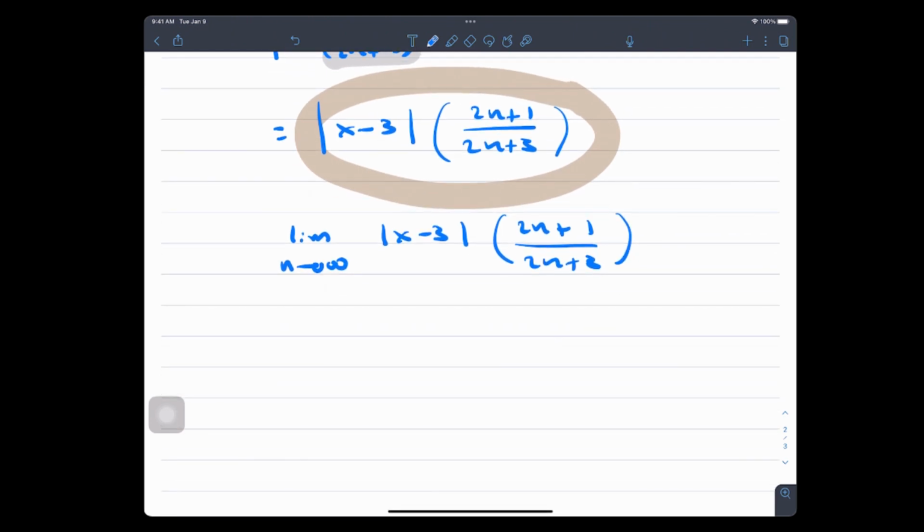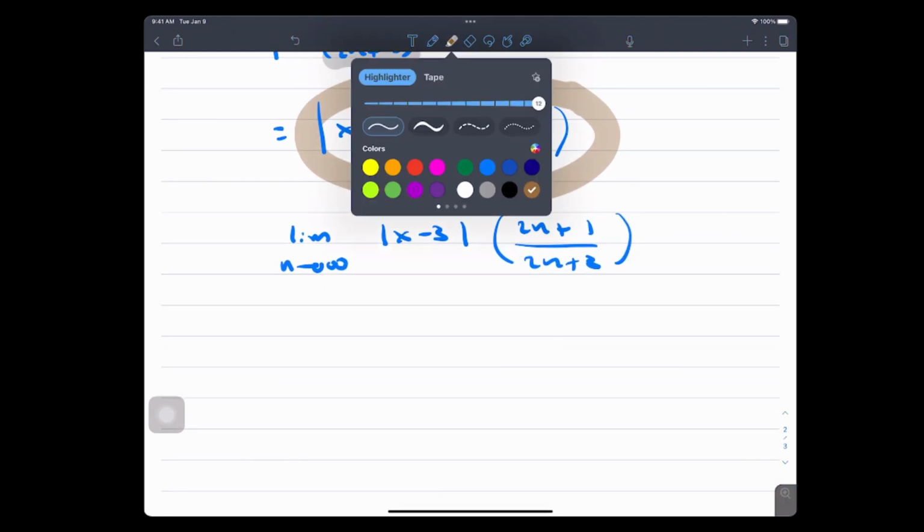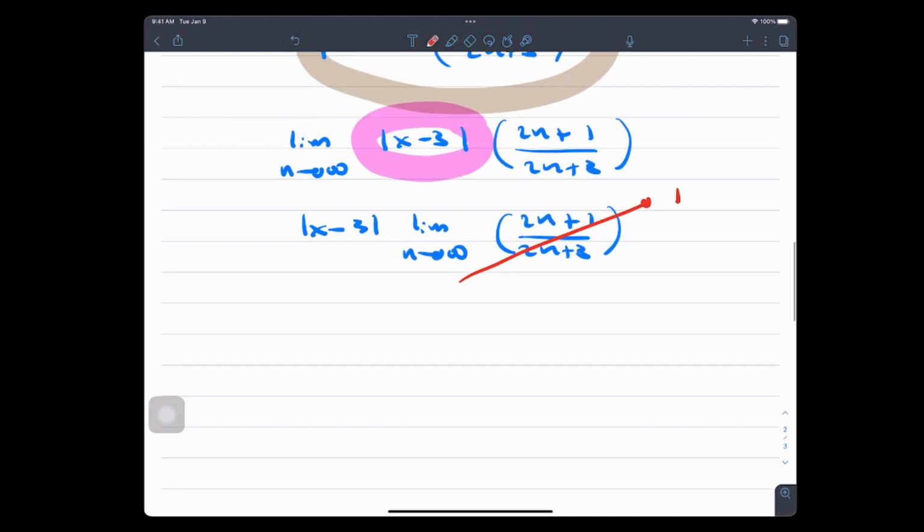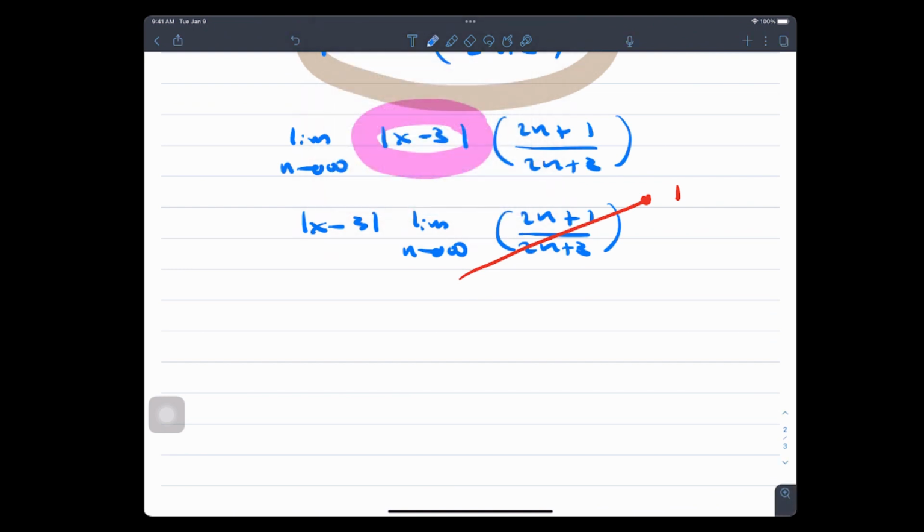Okay, so bring out your constant term. Which term is thought of as being constant? Well, this. You get x minus 3 times the limit as n goes to infinity of 2n plus 1 over 2n plus 3. Now, this limit goes to 1, in case people did not know. Use calculus 1, calculus 2, doesn't matter. And if you want convergence, this whole thing needs to be smaller than 1. So this is smaller than 1 for convergence.